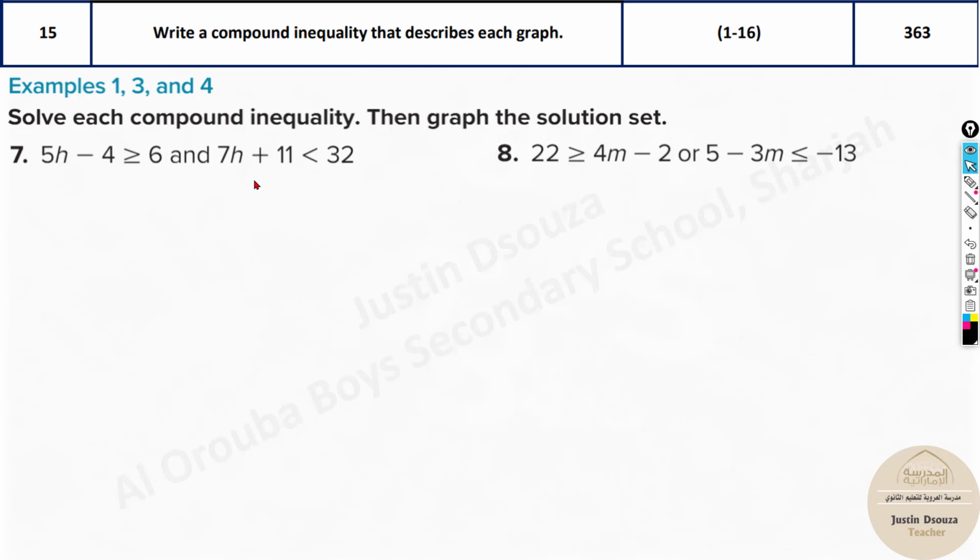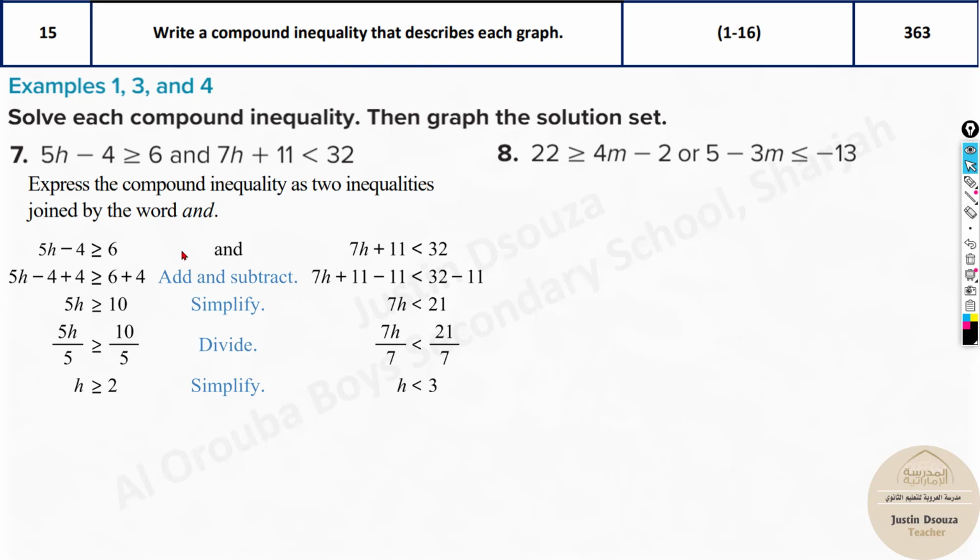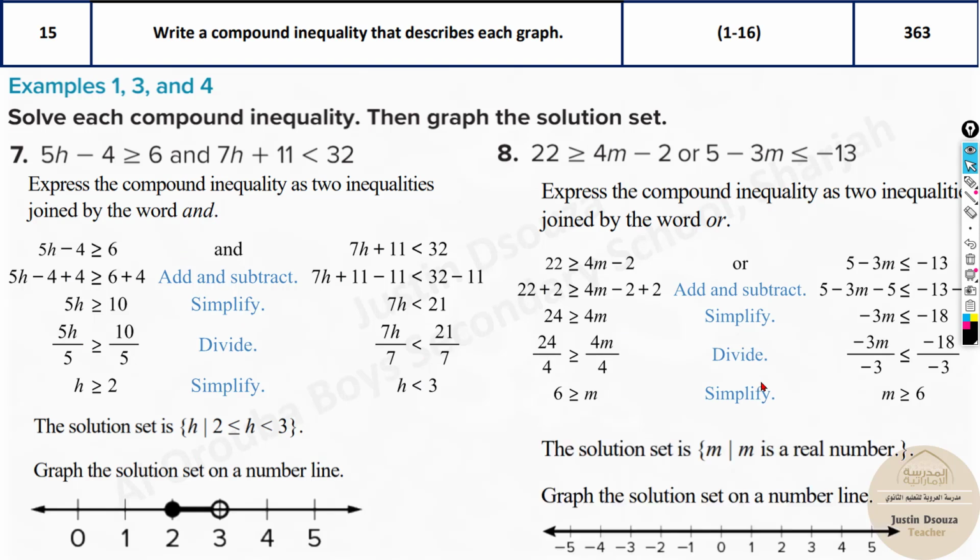That's it. Here now we have and or. We have done this before. You can please solve it by yourselves. Pause the video, and then after solving it, check the answers. Here the word and is used, and solve it up. Here or is used, so you'll have two number lines. Okay, this one is important.